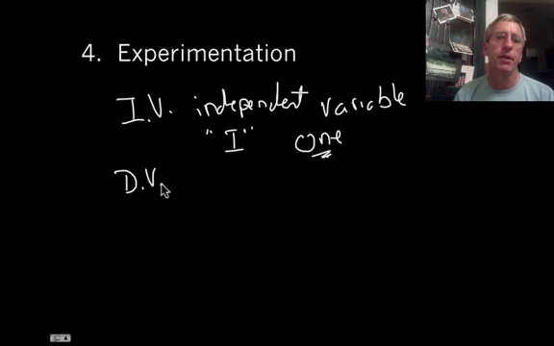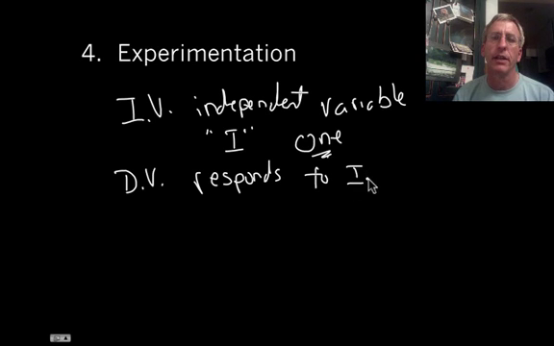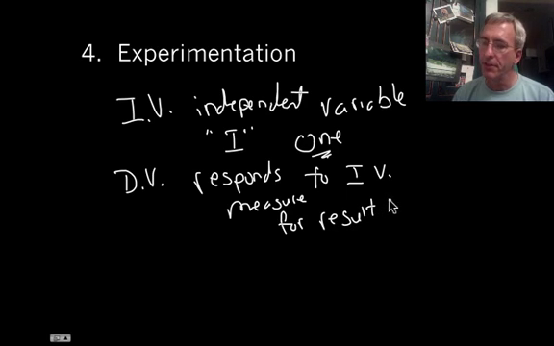We have our dependent variable. The dependent variable responds to the independent variable. I like to think of it as the one we measure for a result. So if I do this, then this will happen. My if statement is my independent variable, and my dependent variable is the then statement. So is that all? Really, there isn't. There's a few other things that we need to consider.